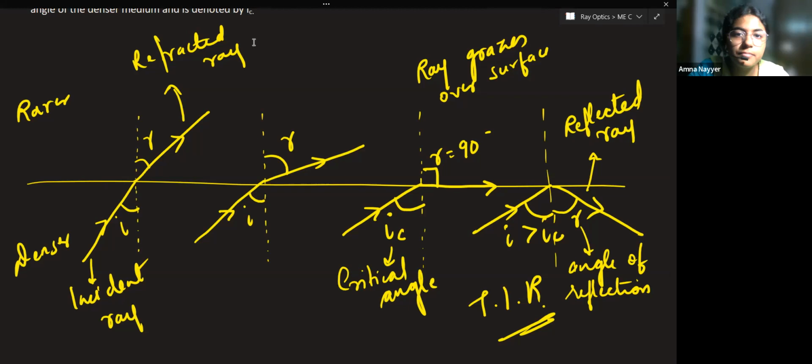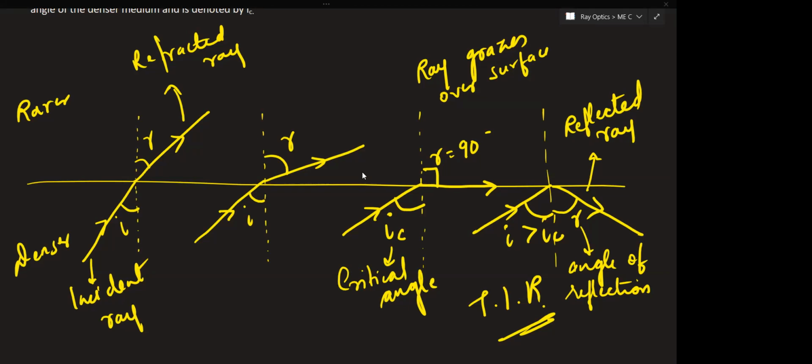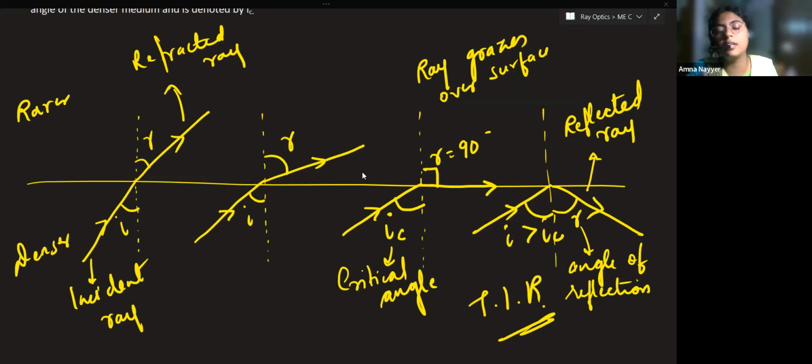Understood? Yes, ma'am. Huzaifa, what was the first rule? Huzaifa Ahmed, what was the first rule for total internal reflection to occur?